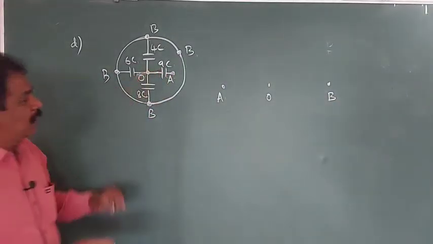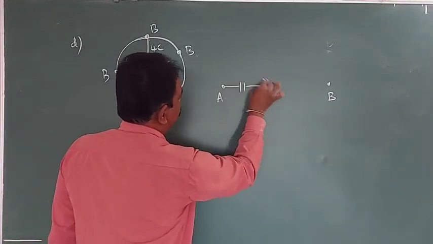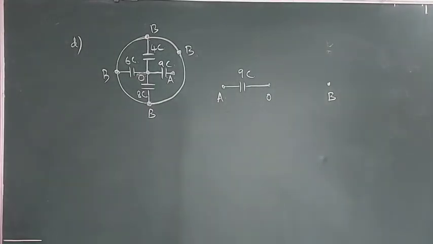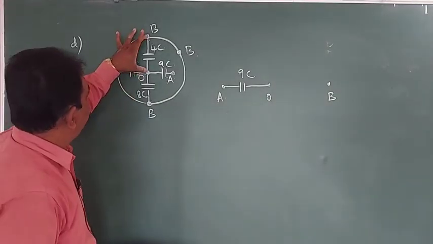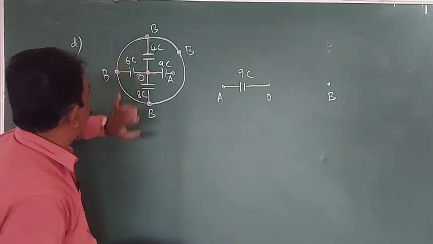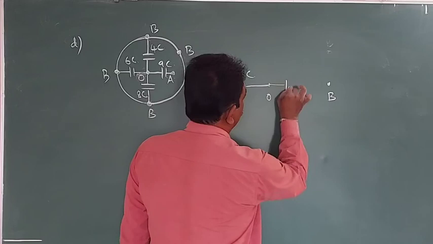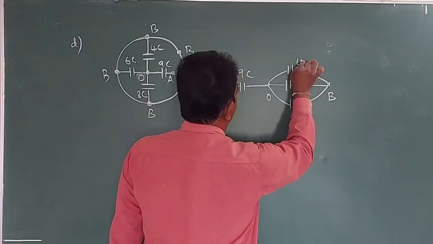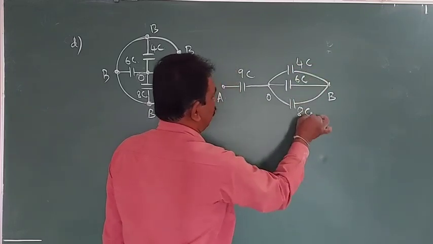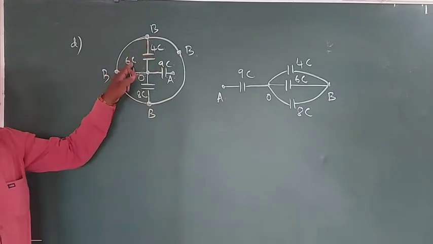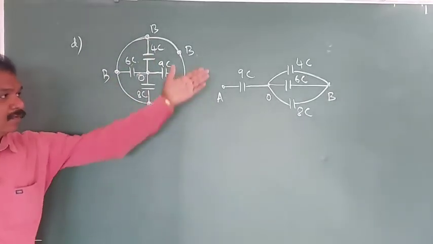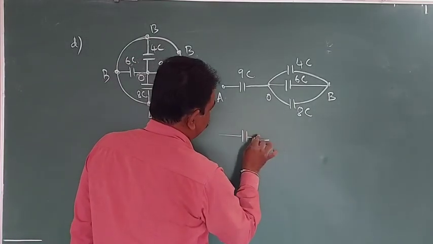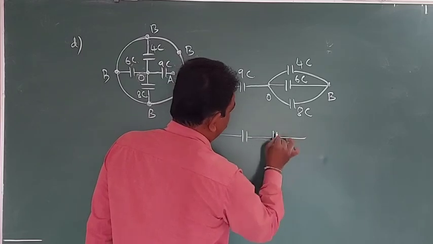A to O, one capacitor is there. Its capacity is 9C. Okay? O to B 4, O to B 6, O to B 8. 4, 6, 8 all will be in parallel. So effective will be how much? 18. This is 9. This will be 18.